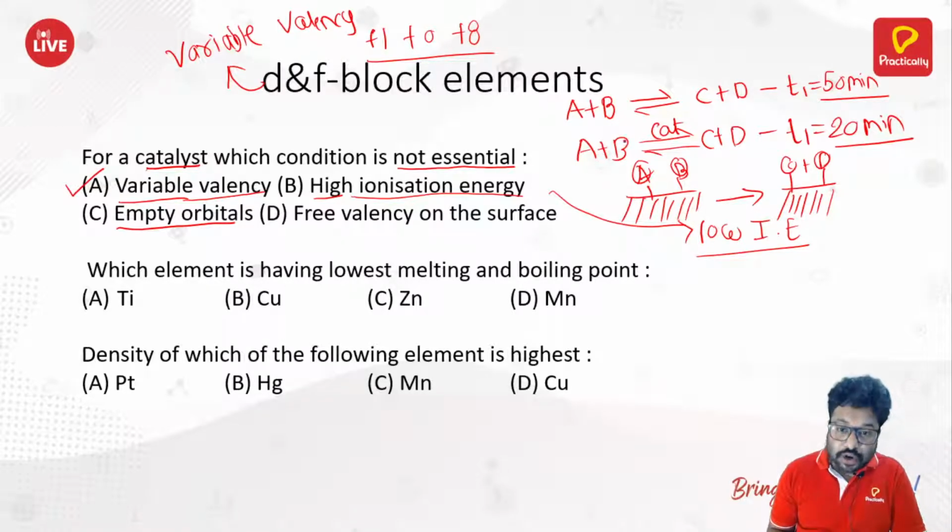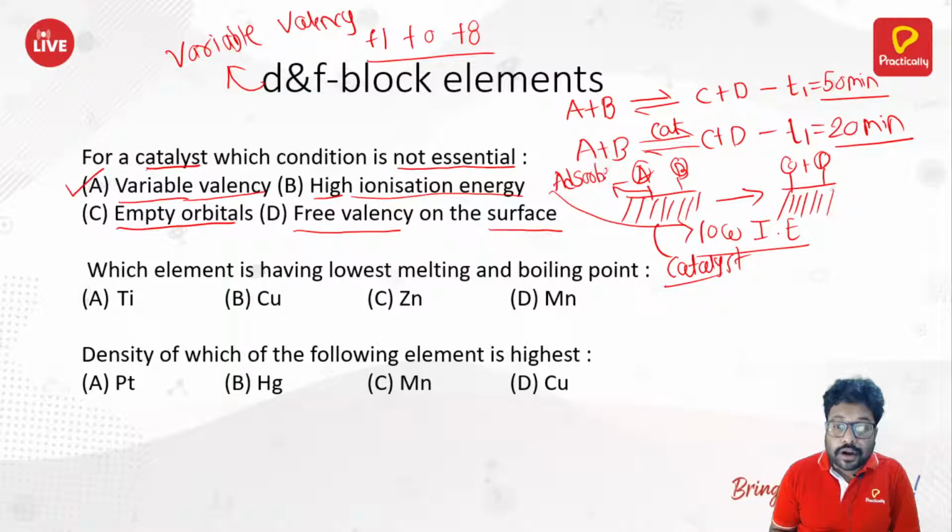Why? Because the electrons from your reactant go into the empty orbitals of your catalyst, and your catalyst actually makes your reactant react in that way. And lastly, the most important condition, free valency on the surface. This is your catalyst surface, and your reactants get adsorbed here. So for that adsorption to happen, your catalyst needs to have free valency on the surface.